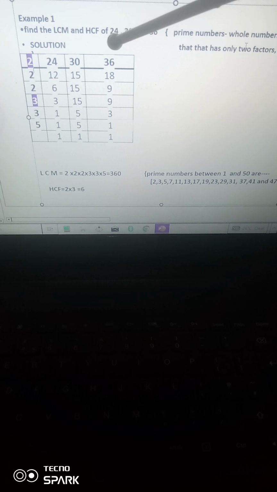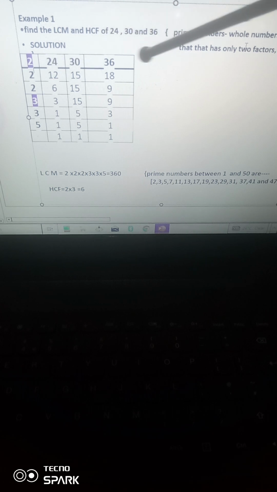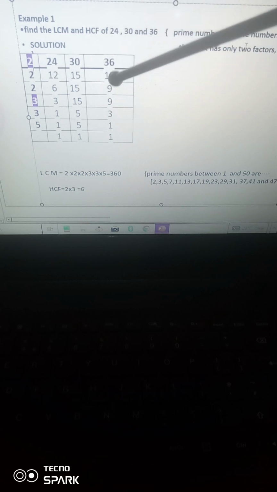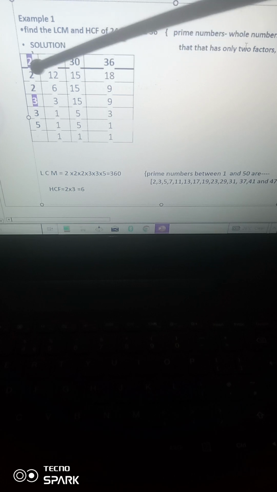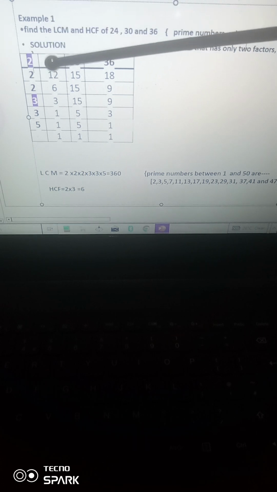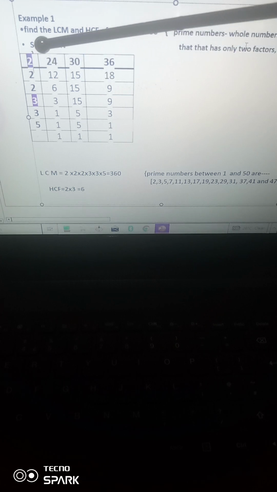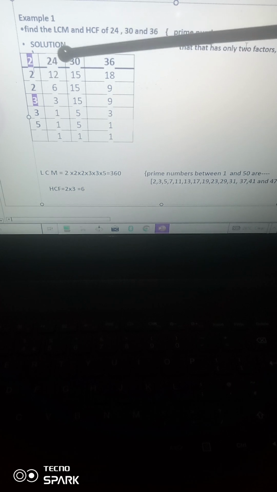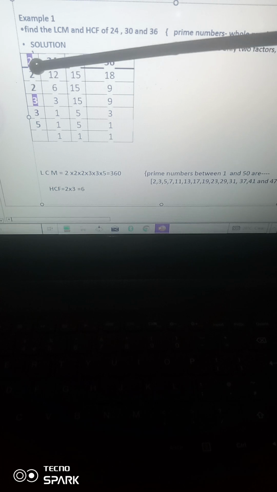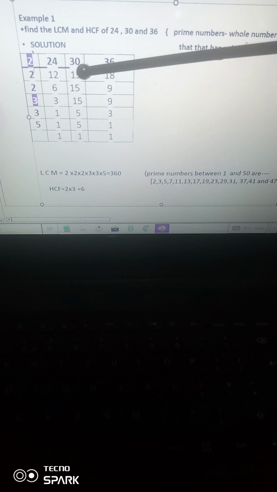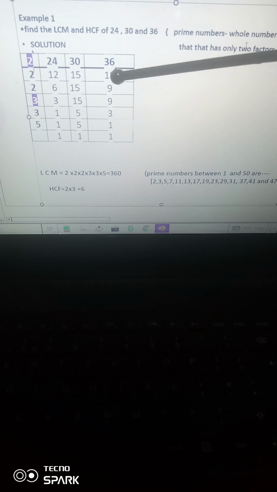So we are going to set these numbers, 24, 30, 36, into a table and start dividing with what? The least prime number. And the least prime number is what? 2. We are going to divide 24 by 2, divide 30 by 2, and divide 36 by 2. So let us go into this division. 24 divided by 2, the result is 12. 30 divided by 2, the result is 15. 36 divided by 2, the result is 18.